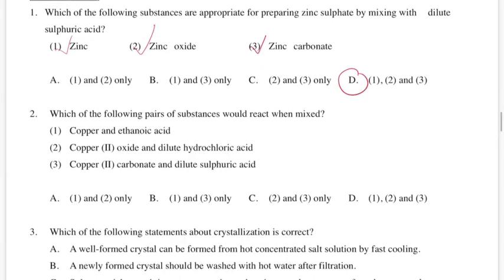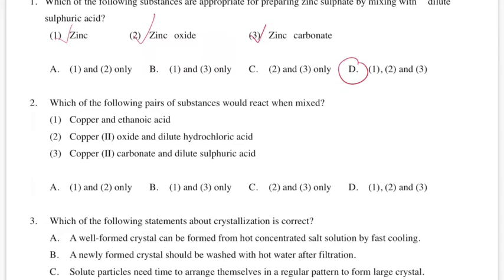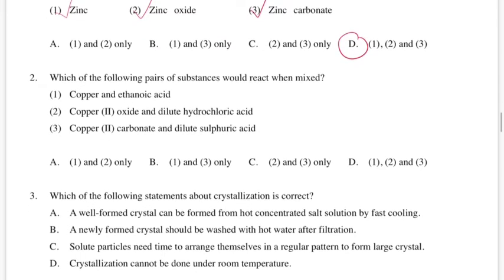Question 2. Which of the following pairs of substances would react when mixed? First one, copper and ethanoic acid. Remember the reactivity series that we have learned. Copper is not very reactive and it would not be able to react with acid at room temperature. Okay, so we can put a cross for the first one.